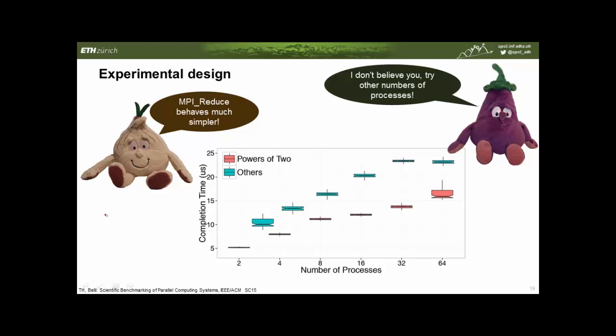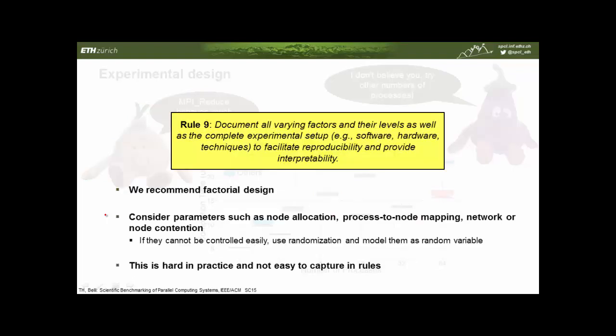This is extremely problematic in practice, because most often people measure the nice case. Again, there's nothing to do against this, and this gets us to rule number 9, where you just have to document what you're doing. This is extremely important.